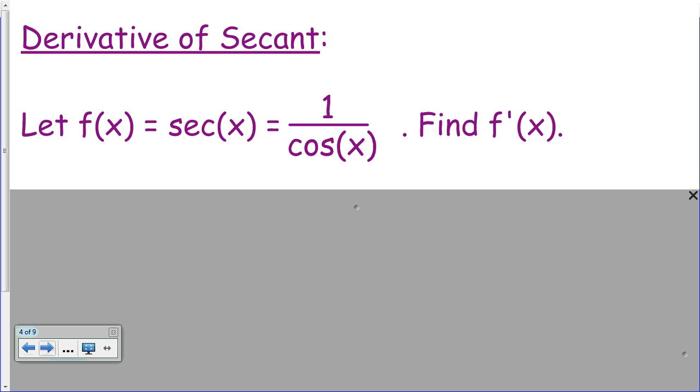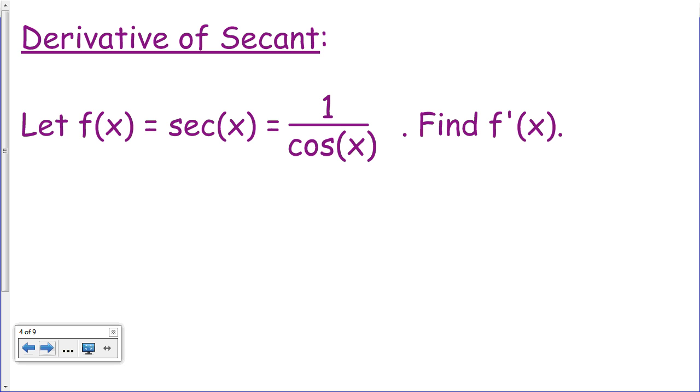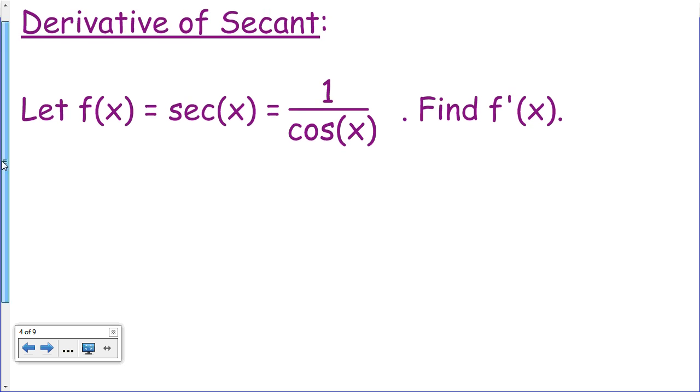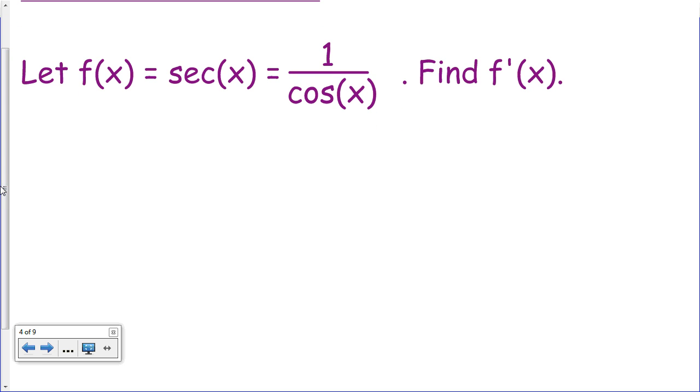So again, we're going to let f of x equal secant of x, or using our reciprocal property, secant of x is equal to 1 over cosine. And we want to find out what f prime of x is equal to. So again, I'm going to think of secant in this reciprocal form. It's a quotient really, so I'm going to use the quotient rule on it. Take the derivative of 1 over cosine of x.